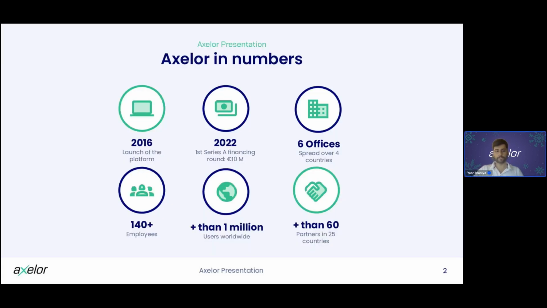Axelor, as an organization, is headquartered in Paris, France, and after a lot of years of R&D, the first official version of the platform was released in 2015-16. Since then, we have been releasing a major version every year, along with a minor version every quarter. Currently, the latest version is Axelor 8.3. So you can see that almost every year we are releasing one major version.